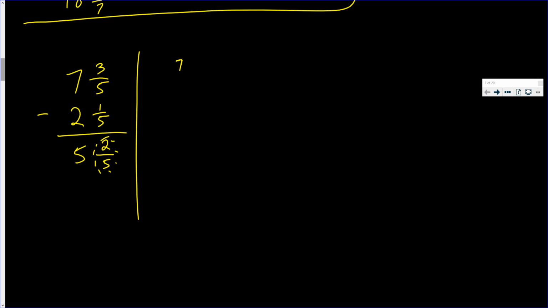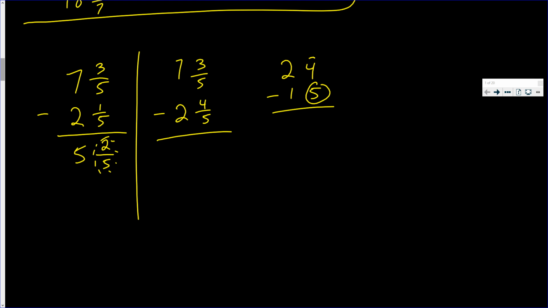However, what if you had 7 3/5 and you want to take away 2 4/5? Problem here is, just like in regular subtraction, if you have 24 and you want to take away 15, since this number is larger than that number, you can't do 4 minus 5. You have to borrow to make this number more than 5. So we need to do the same thing here. But you just have to think and not just do things blindly. Let's work it out over here.